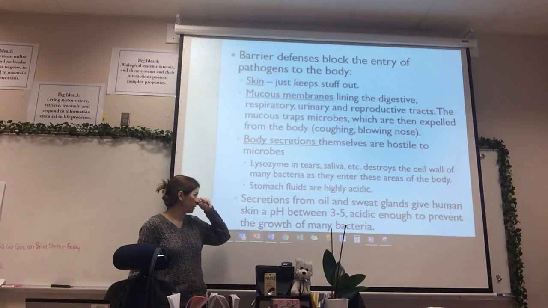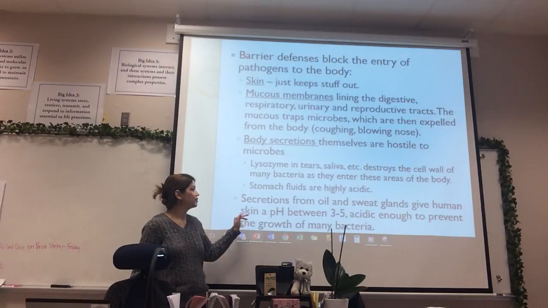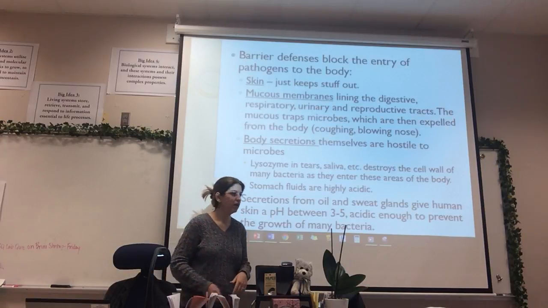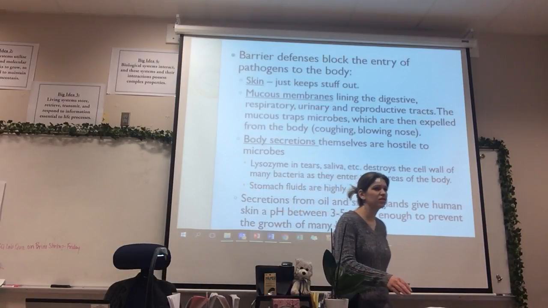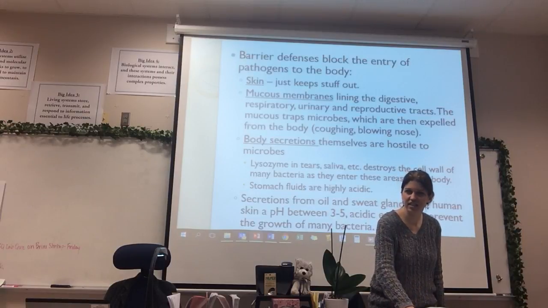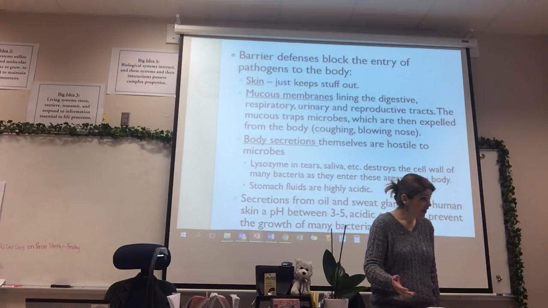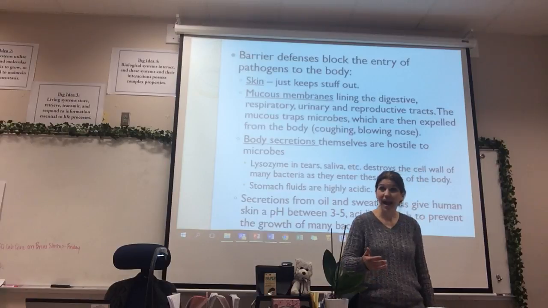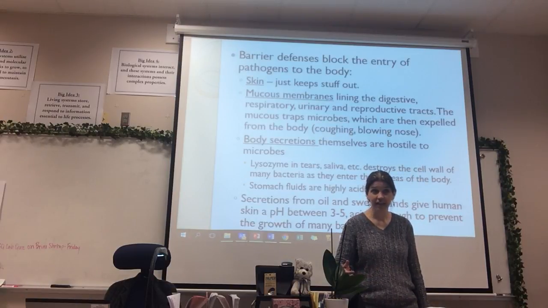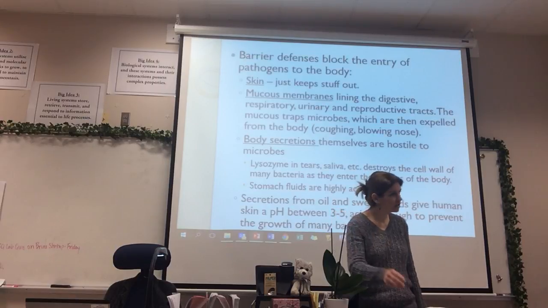Secretions from oil and sweat glands give human skin a pH between 3 and 5. I feel like things should sizzle when I touch them. An acid of 3? That's like batteries, right? So how come I'm not burning? Why doesn't the table sizzle?